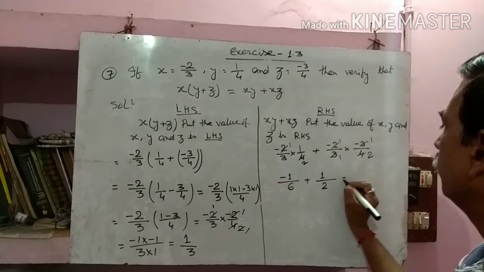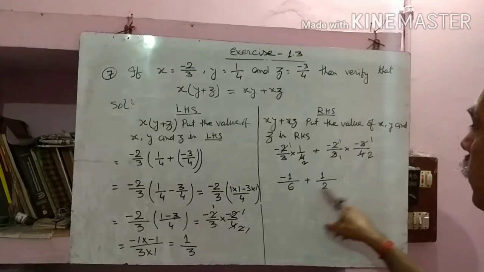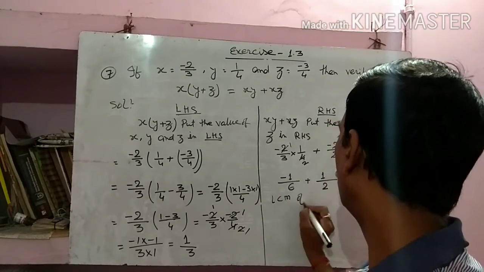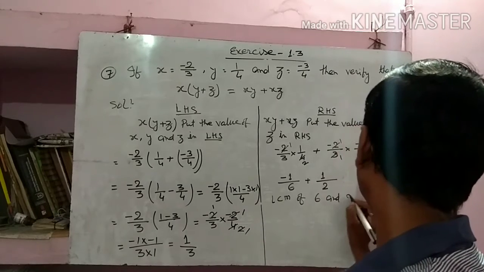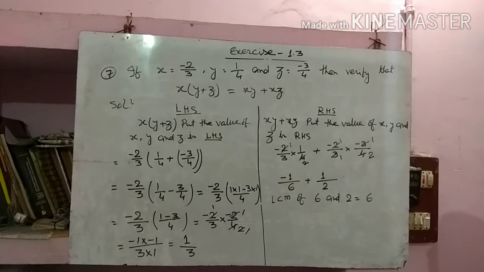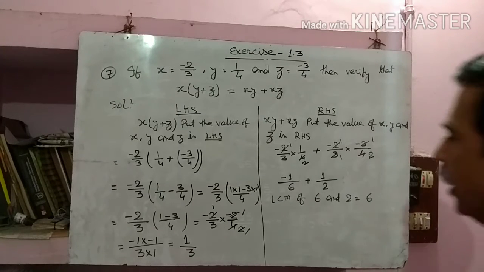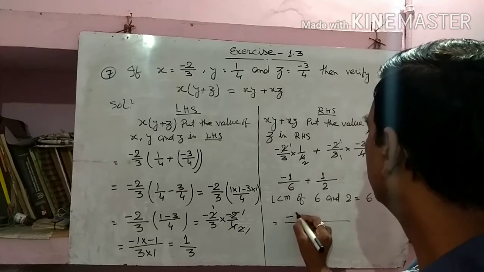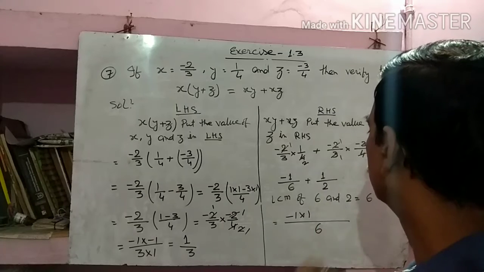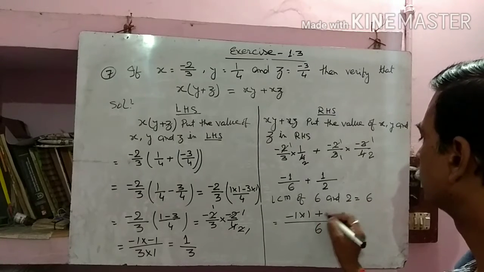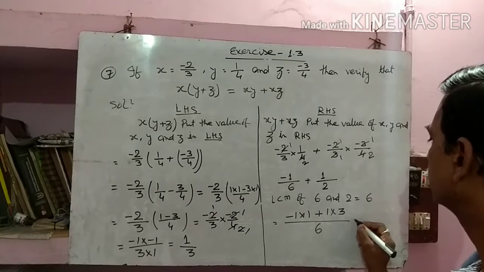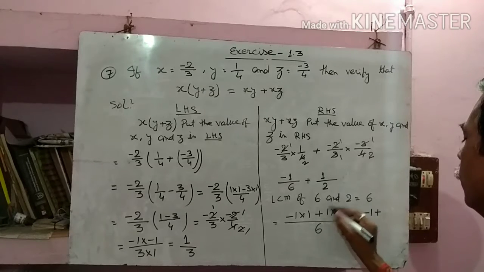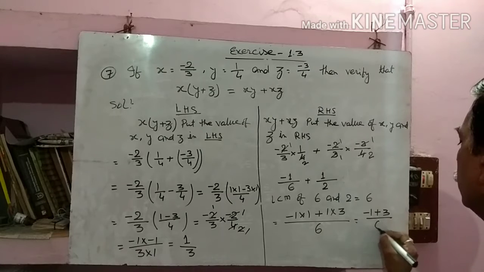2. The two numbers have two different denominators, so you have to find the LCM. The LCM of 6 and 2 is equal to 6. Okay, is it clear? Now just take the LCM as 6. Minus 1 into 6 ones are 6, so they are multiplied by 1, plus 1 into 2 threes are 6, and what will you get? Minus 1 into 1 becomes minus 1 plus 1 into 3 becomes 3 by 6.